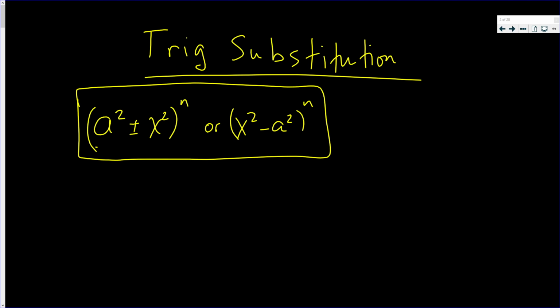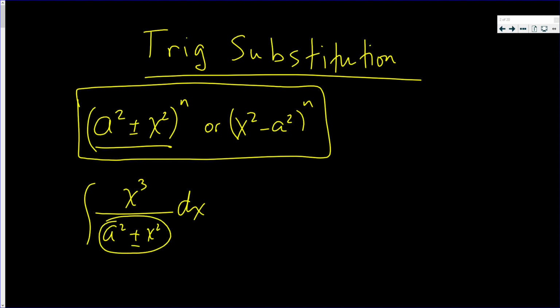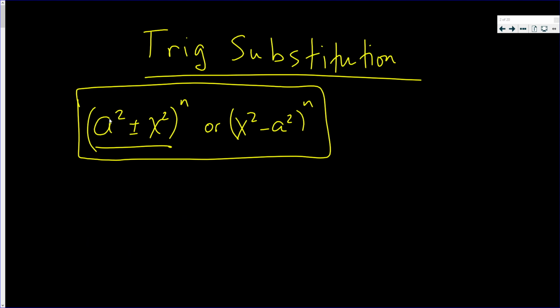Now, I'm not saying you can only have this. You can have other pieces, like, I don't know, if you have x cubed over a squared plus x squared. I would use trig substitution for this one. Why? Because it has this. Or maybe it had a squared minus x squared. So if one of the factors is one of these, you should consider trig substitution.